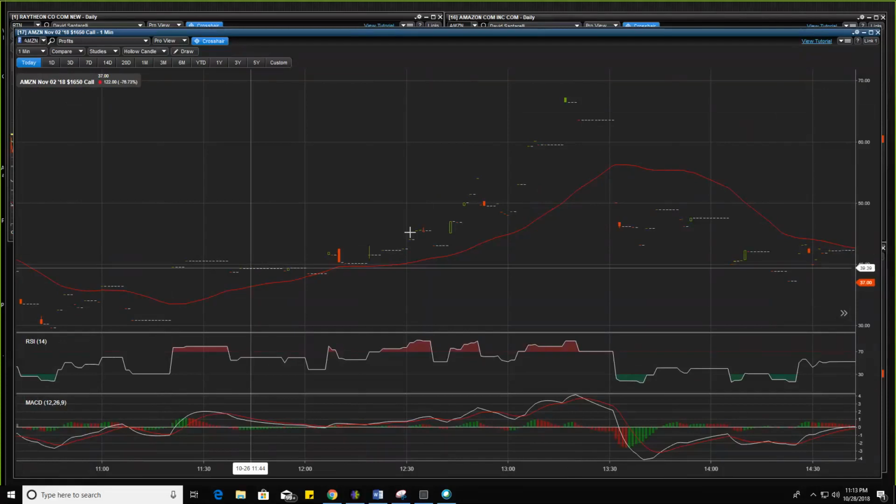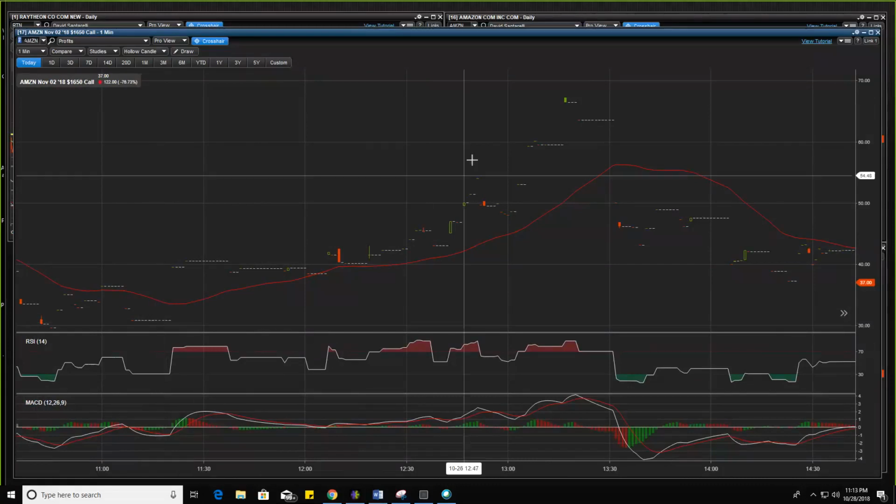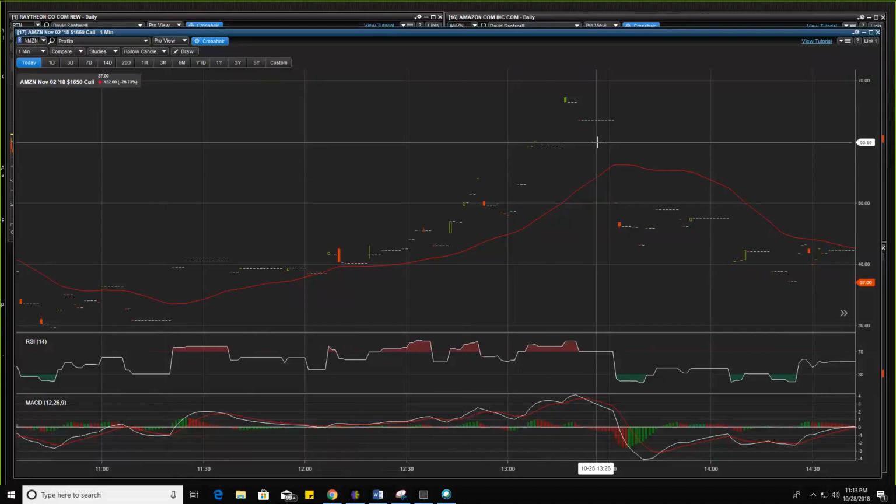All right, guys, back to this now. So 1117 was our entry. So right here was our entry, and we could see that the Amazon November 2nd 1650 call was trading at 30.63. Let's just say 31 even. So we bought it at 31. Now on the chart, we said we exited at 1327. Or is it 29? It doesn't matter. We're still at the same spot here. So our exit was at 63.50.